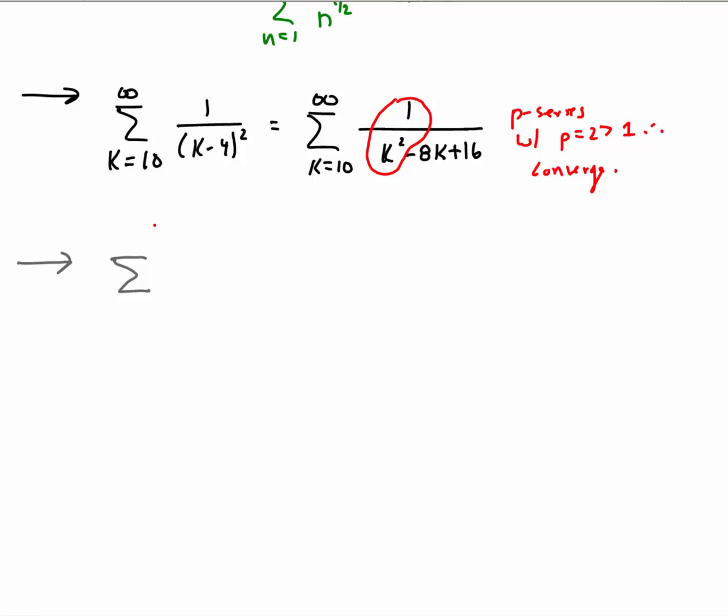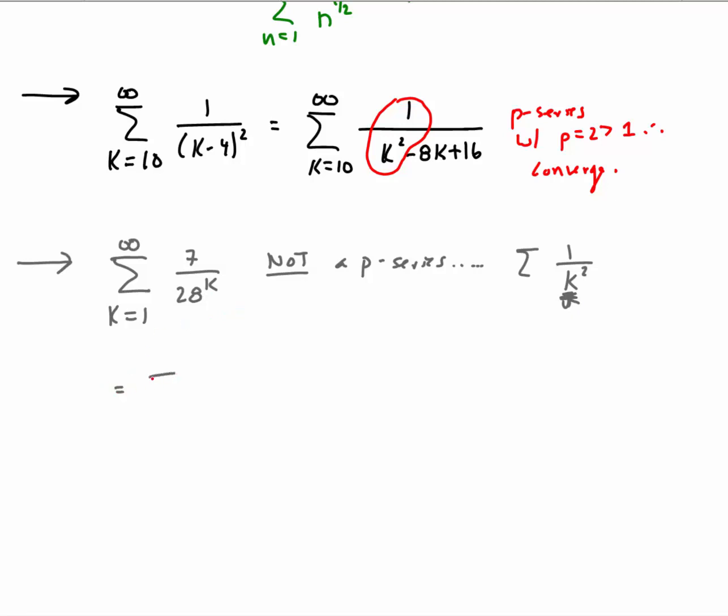Let's look at another example. Let's look at k equal 1 to infinity of 7 over 28 to the k. This is not a p-series. It kind of looks like it could be a p-series, but with a p-series, what ends up happening is it's the base that changes and then the exponent is fixed. So this is not a p-series.